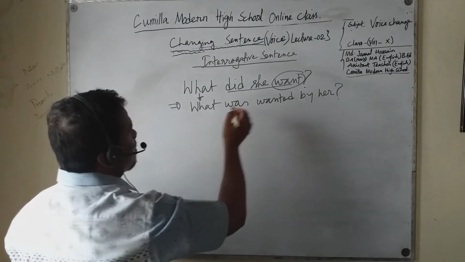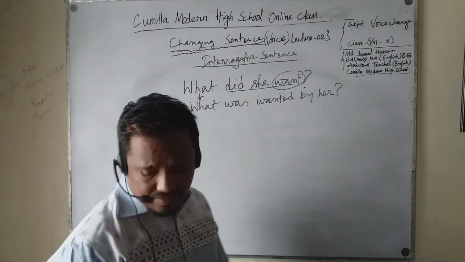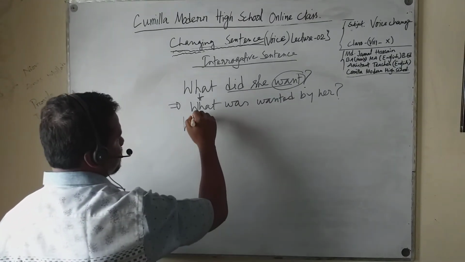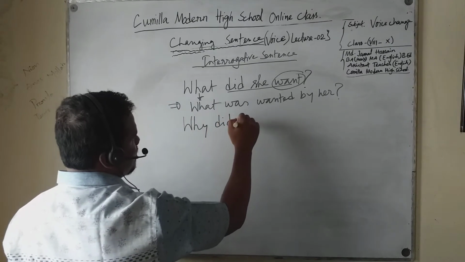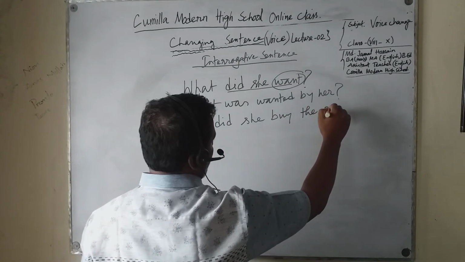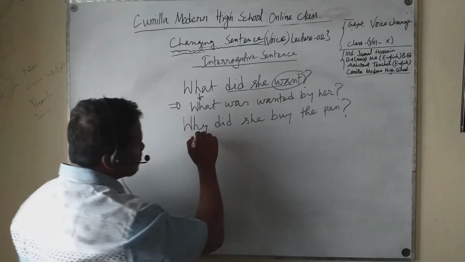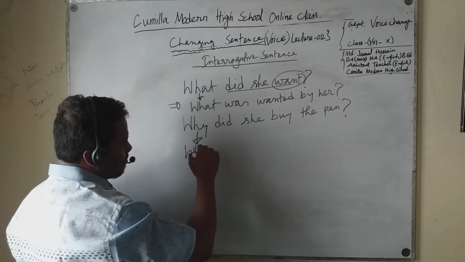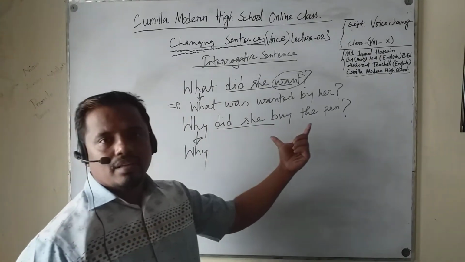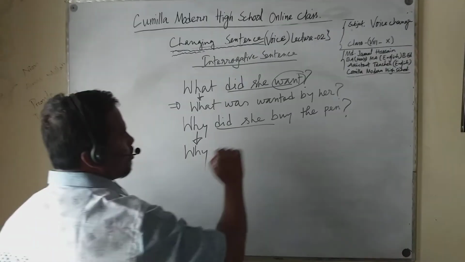Now, if the sentence is like, why did she buy the pen? In that case, why also remains the same. Why? Now use a be verb. It's a simple past tense. Was or were will be here. Why was?